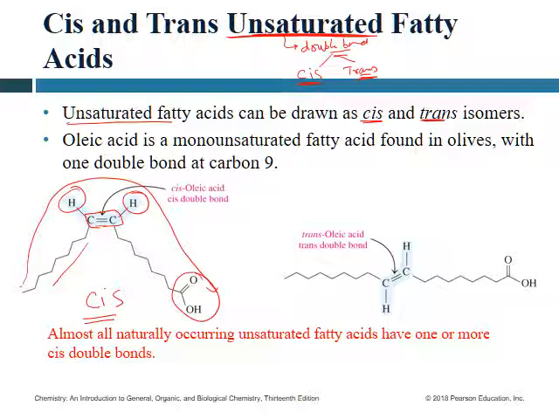If the same structure is drawn something like that, where you have the same group on the opposite side, we call this trans. So because of the presence of a double bond, an unsaturated fatty acid can form cis and trans isomerism. And mostly all naturally occurring unsaturated fatty acids in living organisms have one or more cis double bonds. All naturally occurring fatty acids.